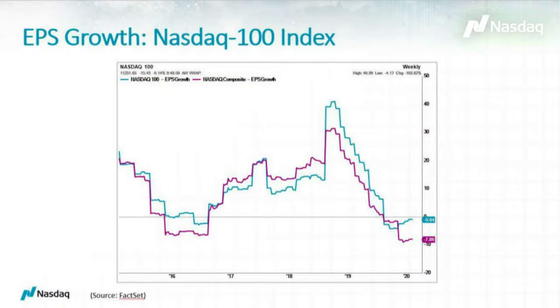But what I think is important is taking a step back and understanding where we came from, where we are today, and potentially where we're going. So this chart shows you the earnings per share growth going back in time a few years. You can see how we came off of that peak at the end of 2018.